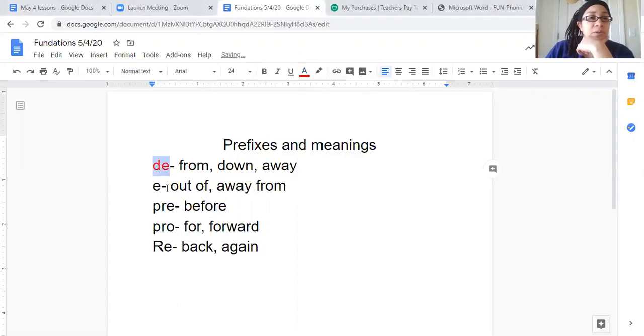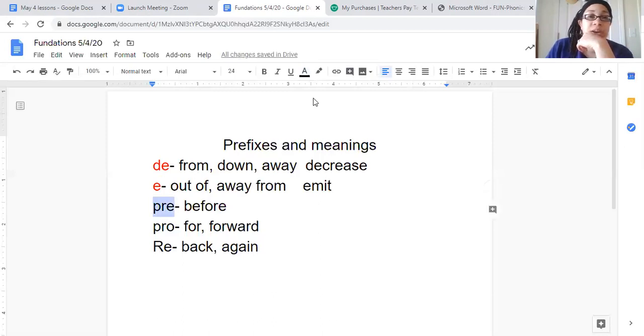My computer's moving really slow. DE means from, down, or away. So let's put in the example here of decrease. We also have E. This seems like a really weird one because you don't expect E to actually be a prefix, because it's just a letter, right? The word that they gave us for this is emit, and that means out of or away from, okay?